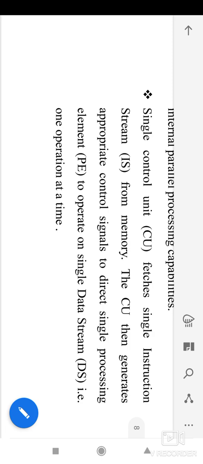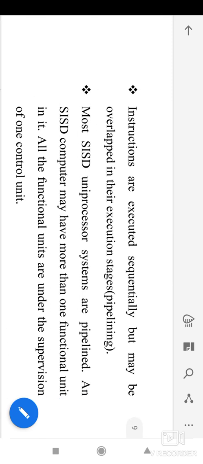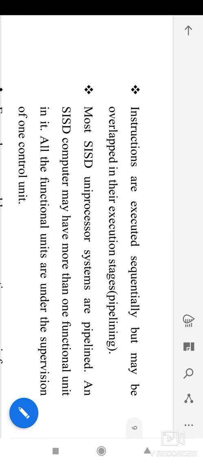So the single control unit fetches the single instruction stream, then the control unit generates the appropriate control signals for the execution of that fetched instruction. After fetch, it generates the appropriate signals to direct the controlled processing elements, which is our processor, to operate on the single data stream. That is, the fetched instruction works on a single data.